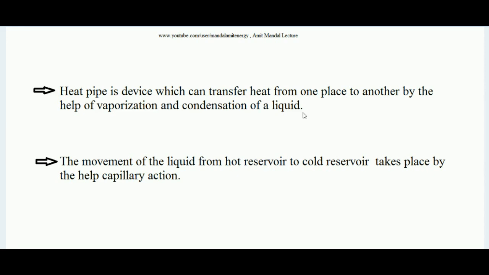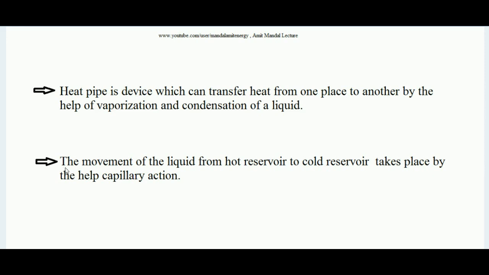Again, it absorbs the latent heat and goes to the cold region. Again, it rejects the latent heat. In this way, heat is transferred from the hot region to the cold region with the help of a liquid and the latent heat of vaporization. It absorbs the latent heat of vaporization from the hot reservoir and ultimately reaches the cold reservoir. Over there, it rejects the latent heat of vaporization. Like this, heat transfer takes place.